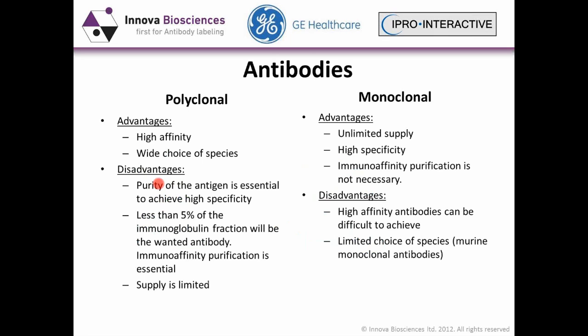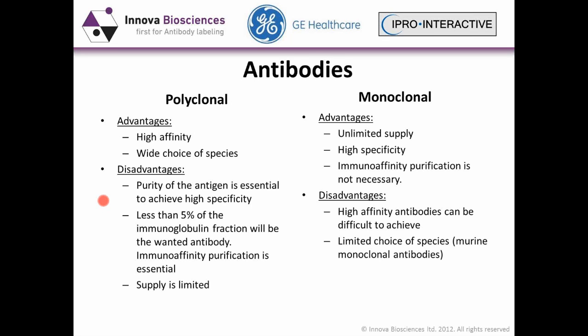Now we come to the choice of reagents. First one, the most important reagent is the antibodies. We have two possibilities, which are either using polyclonal or monoclonal antibodies. Polyclonal antibodies have the advantage that it's quite easy to obtain high affinity antibodies. There's a wide choice of species to raise the antibodies in. The disadvantages are the immunizing antigen has to be very pure, otherwise you have a problem with specificity.